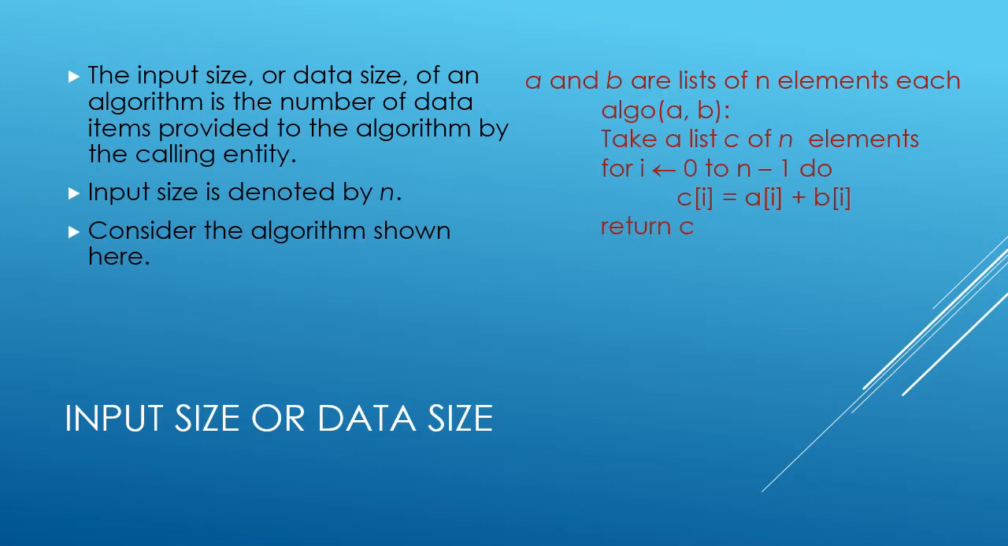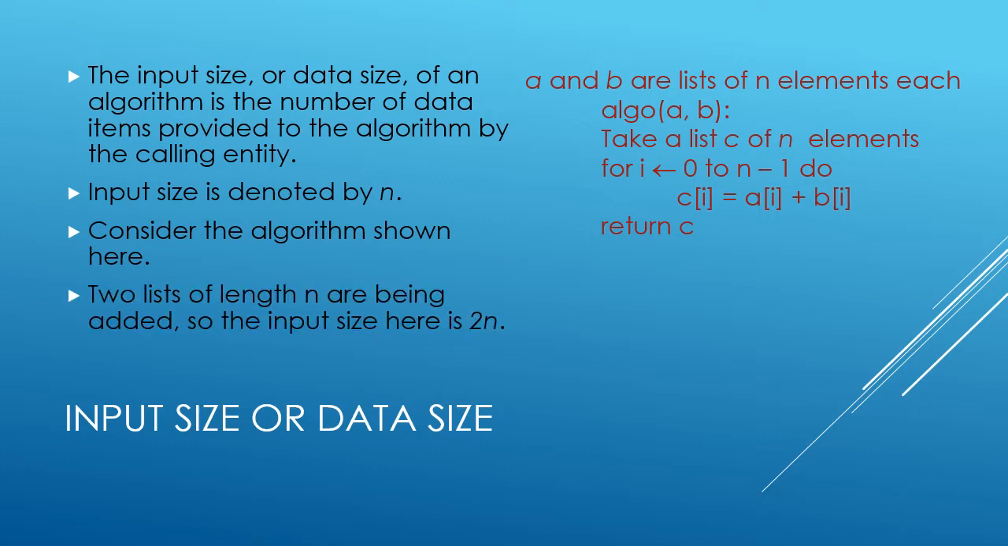Consider the algorithm shown here. A and B are lists of n elements each. The algorithm takes another list C of n elements. Then it takes the ith element of A and the ith element of B, and it adds them together and stores them in the ith element of C. And after all elements are done, it returns the list C.